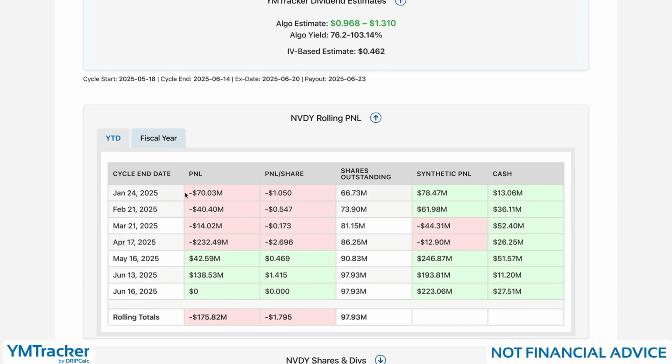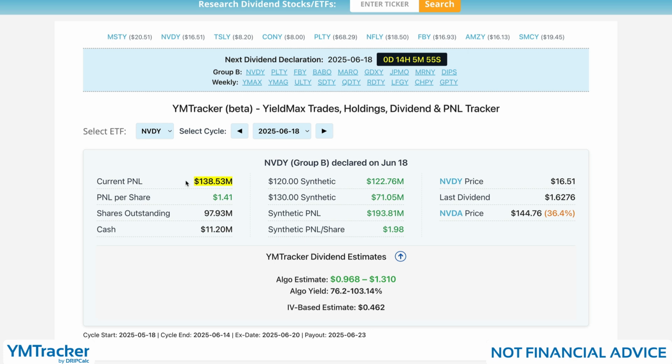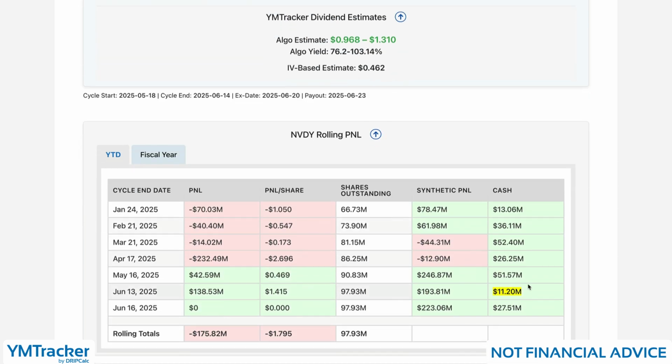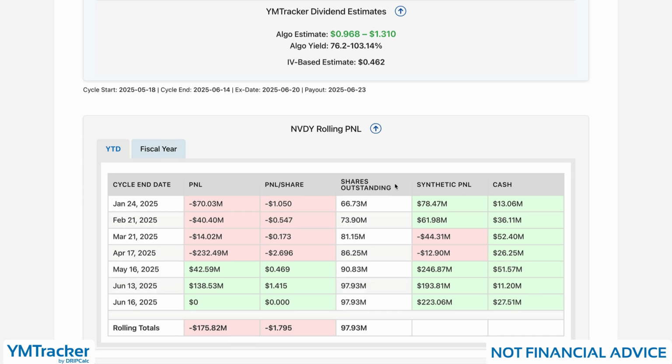It's basically they have some months where they make money, some months they lose money, and it tracks how much they've made or lost per cycle. So it goes: the cycle end date right here, total loss or income, per share PNL. So right now we made 138, and that's this cycle ending June 13th. Okay, and that's $1.41 per share. Number of shares outstanding, synthetic PNL for this cycle, and how much cash they have on hand. And I'm not sure if cash includes the federal obligation or just the cash position. I don't remember. I don't think it's very critical for the rolling PNL.